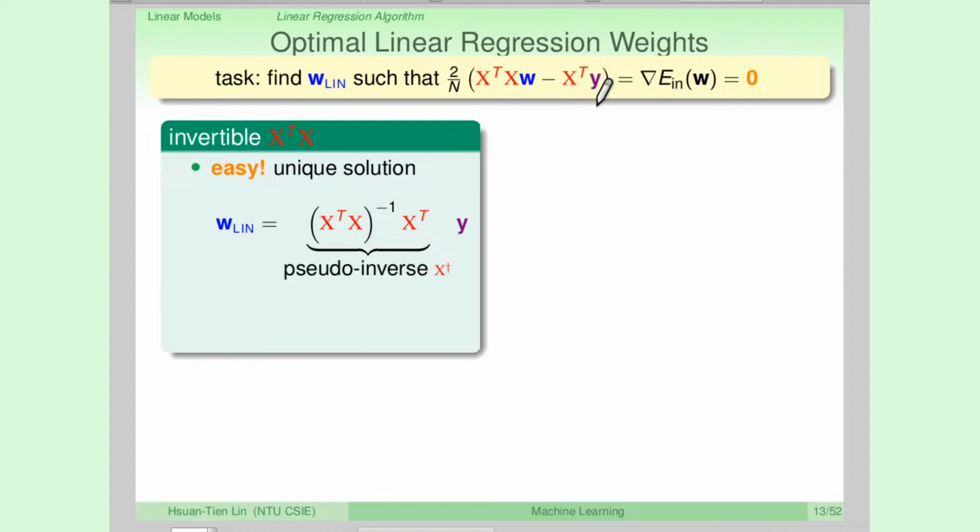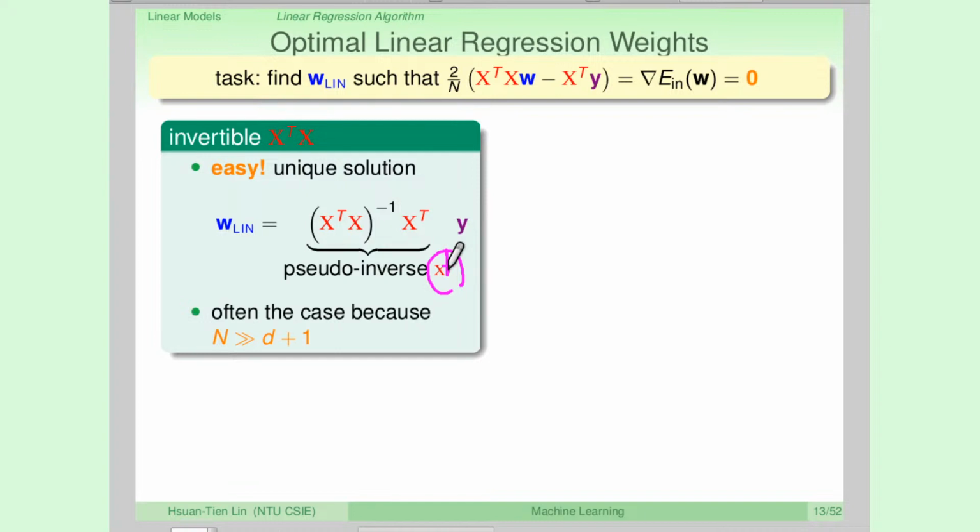Now, in your homework, you are going to prove that there's a particular name for this when things are invertible: X transpose X inverse X transpose. This particular term is usually denoted as X dagger. This dagger is like a sword, and it is called the pseudo inverse.